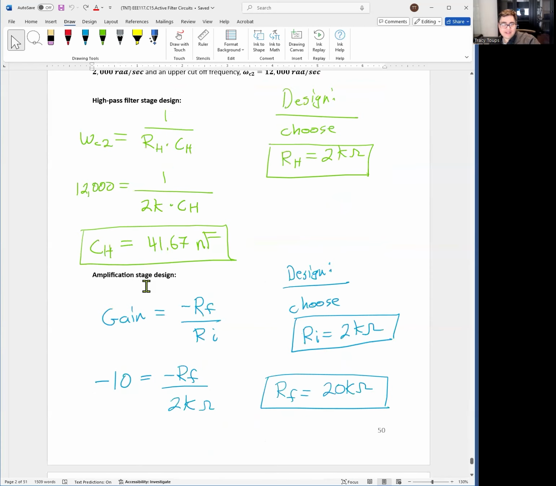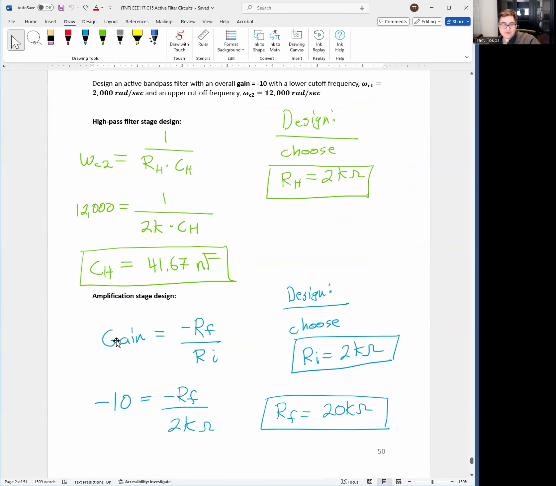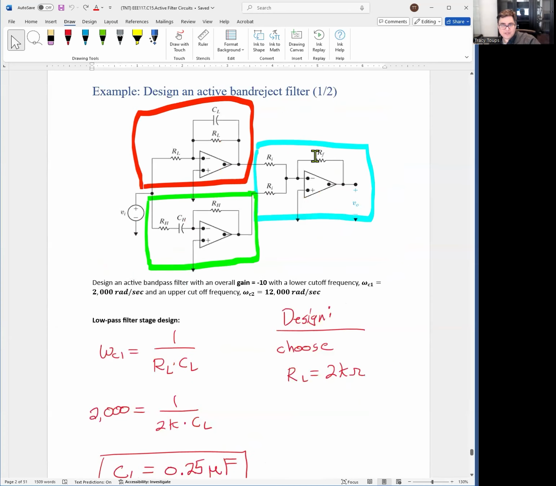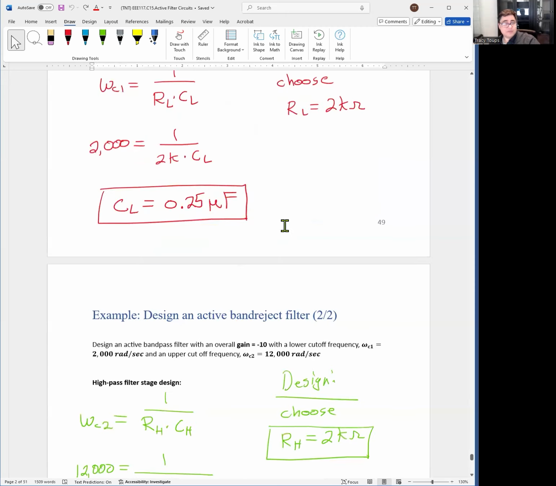Lastly, we got our gain stage. This is pretty straightforward. Gain, I want to be -10 right here. So I have negative RF over RI. I'm going to choose RI to be 2 kilo ohms because we've been using the same one this whole design. So we're going to have -10 equals negative RF over 2K, where RF now is equal to 20 kilo ohms. So coming up over here, this will be 20 kilo ohms, and these two will be 2 kilo ohms. Okay, and that's it. You're pretty much done with your design.